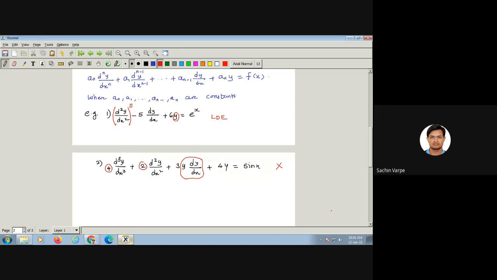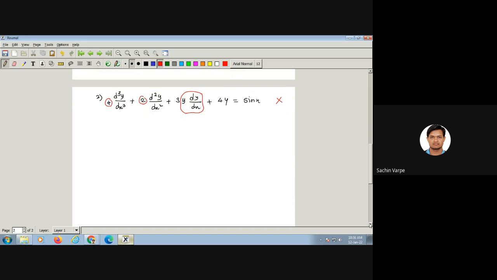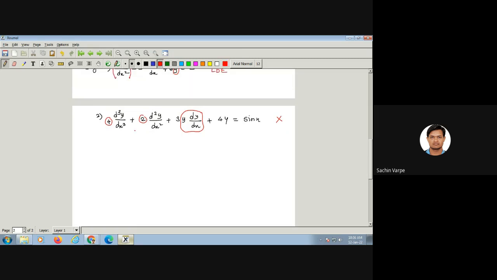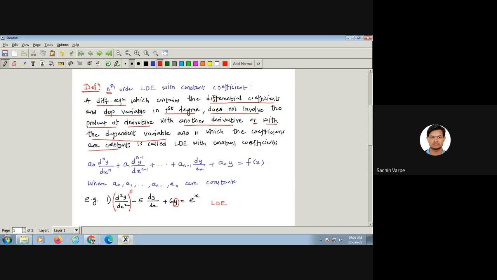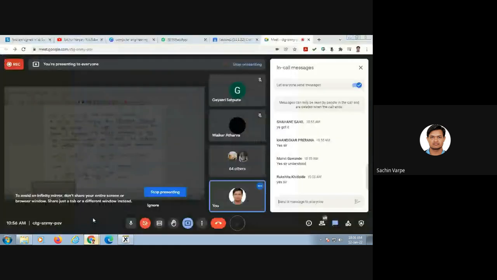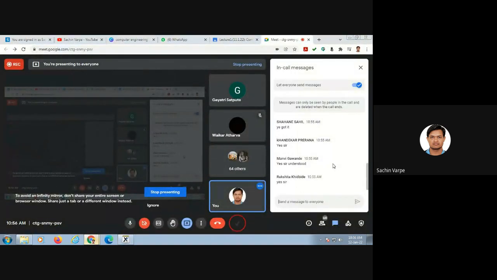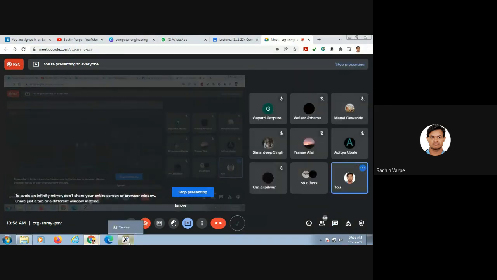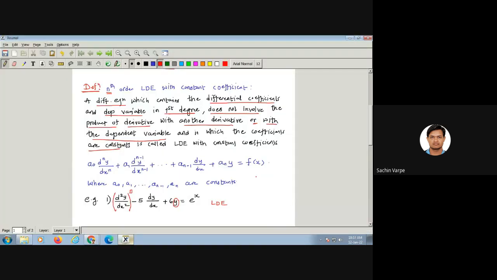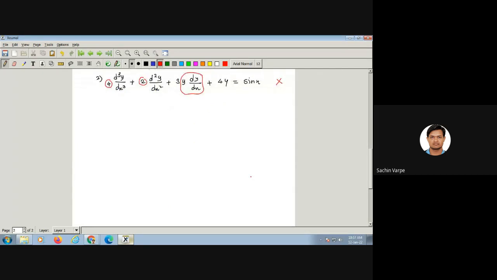We are going to discuss the solutions of linear differential equations throughout the unit. I hope the point is clear to everyone. So let us start with the method of solution. Any doubt? Any question up to this in the definition of LDE? Any questions? No, sir. Okay. So let us start with the methods of solution.